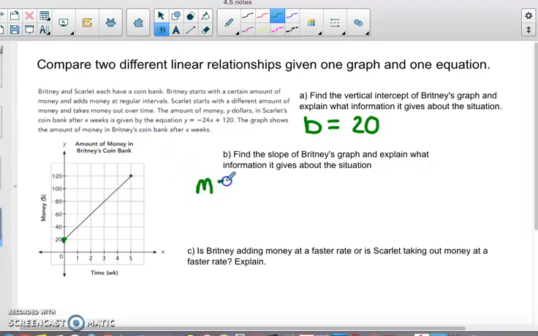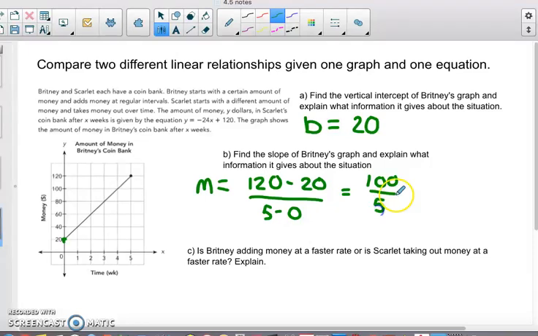Next, we want to find the slope of Brittany's graph and explain what information it gives us about the situation. So to find the slope, we'll use our slope formula. So we will have 120 minus 20 over 5 minus 0. 120 minus 20 is 100. 5 minus 0 is 5. 100 divided by 5 is 20. So now we found the slope of Brittany's graph is 20. So the slope here represents the rate at which Brittany is adding money. So Brittany adds $20 every week.